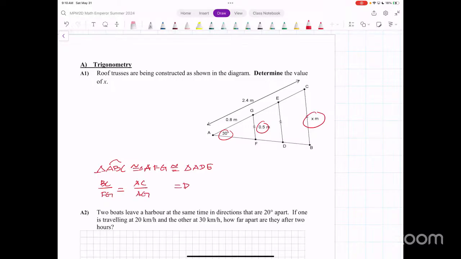So if you do that, BC is X over FG is 0.5, AC is 2.4, AG is 0.8. Now, to find the X, you cross multiply: 2.4 times 0.5 divided by 0.8. If you do the math, whatever number you get is the right answer. It looks like Dakshi is almost correct. 1.5, is that what you say, Dakshi? I got 1.3.